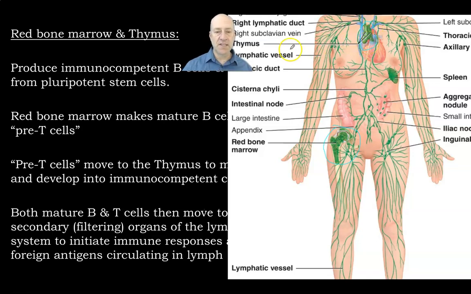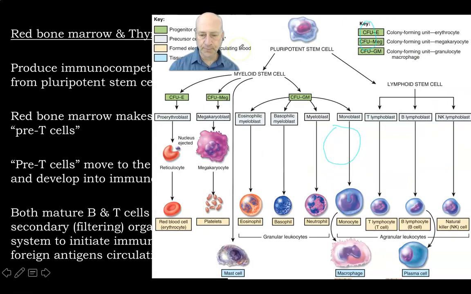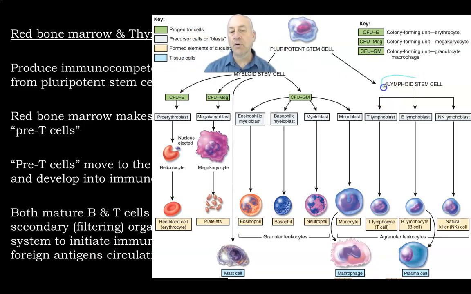That's where the T cells are maturing. And that maturation process is exactly what we saw back in 40B, where you had the pluripotent stem cell. Forget about the whole left-hand side. Forget about your myeloid stem cell and your granular. Come over here to the agranular, the non-granular cells, and recall back to the lymphoid stem cell line.